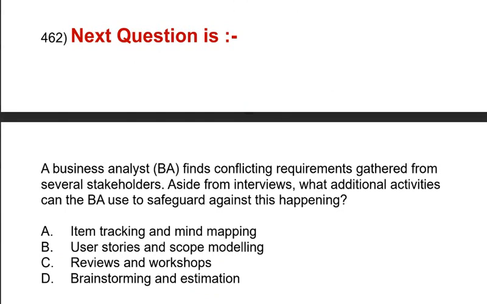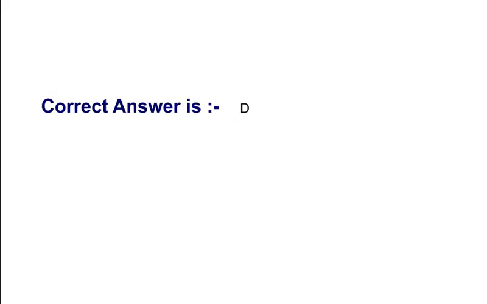Question is, a business analyst BA finds conflicting requirements gathered from several stakeholders. Aside from interviews, what additional activities can the BA use to safeguard against this happening? Option A, item tracking and mind mapping. Option B, user stories and scope modeling. Option C, reviews and workshops. Option D, brainstorming and estimation. Correct answer is option D.